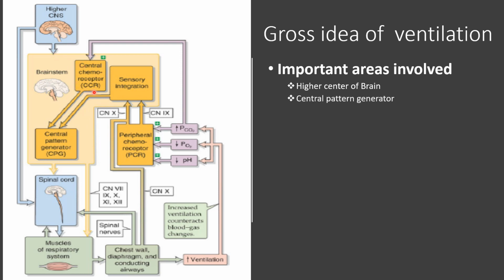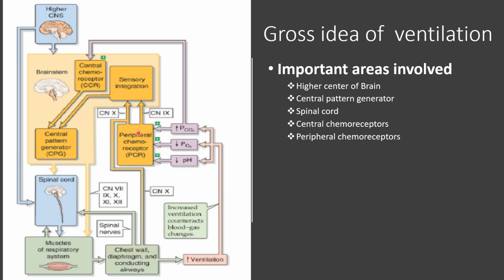First one is the central pattern generator. This is the central pattern generator, which consists of pacemaker cells. Next is the spinal cord. And next are the central chemoreceptors. These are the central chemoreceptors, and these are the sensory integration areas. So these are mainly the areas of the medulla of the brainstem.